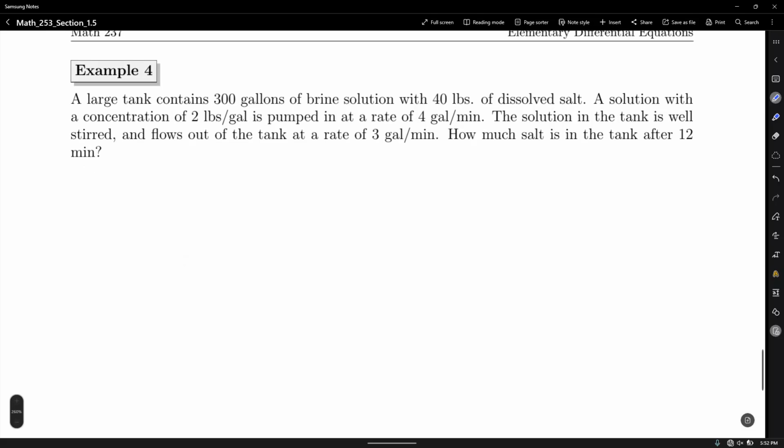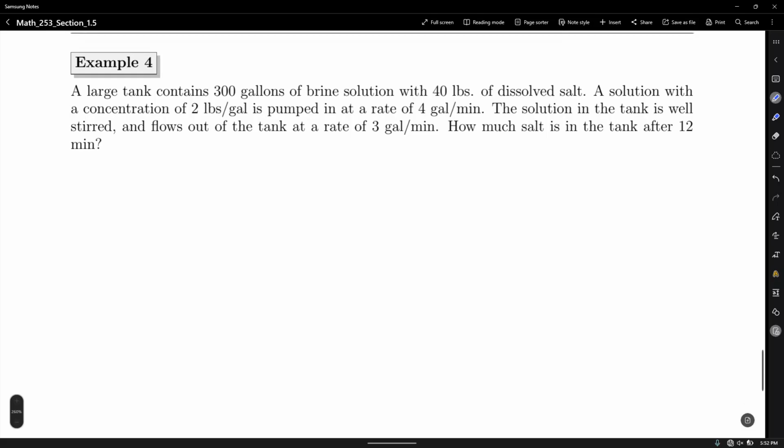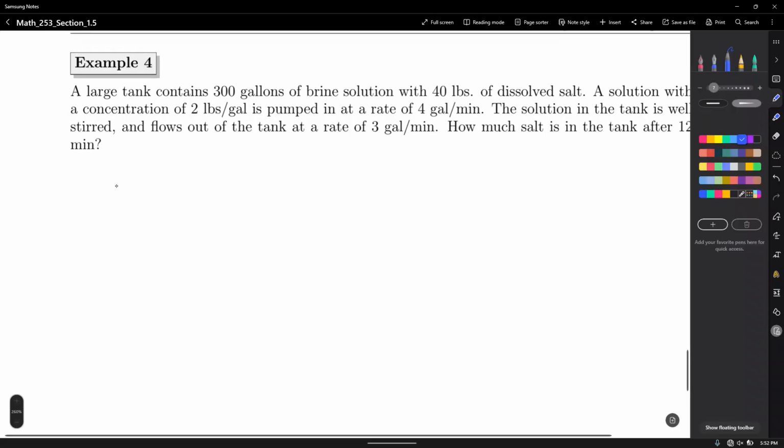Okay, so a large tank contains 300 gallons of brine solution with 40 pounds of dissolved salt. All right. A solution with a concentration of 2 pounds per gallon is pumped in at a rate of 4 gallons per minute. The solution in the tank is very well stirred and flows out of the tank at a rate of 3 gallons per minute. The question here is how much salt is in the tank after 12 minutes. Well, number one, I would like to draw a picture about it. I mean, it always helps.